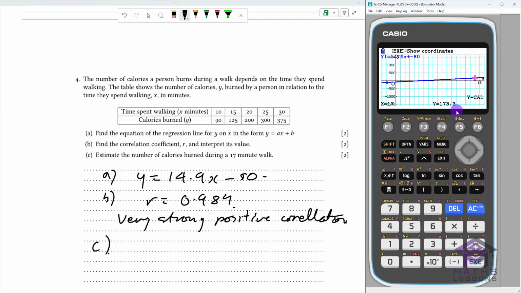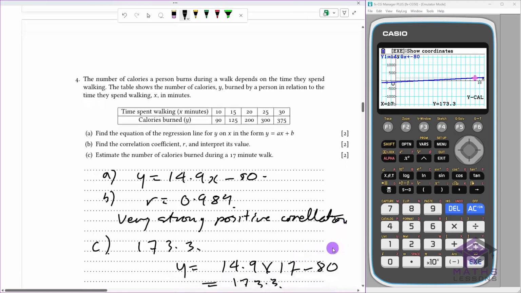And it gives me a y value of 173.3. The alternative is just to do y equals 14.9 times 17 minus 180 and work it out, and you'll get 173.3. Okay, is this valid? Well, it's within the range, so we're not extrapolating, so it's a valid calculation to do. And given the high correlation, it's going to be accurate.